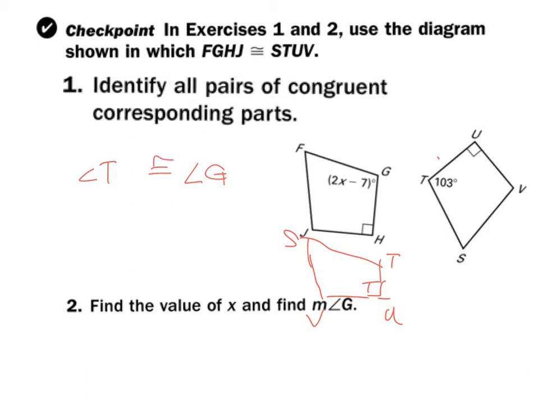And T is 103, the measure, and G is 2x minus 7 degrees, right? So if you can do the math, that should give me 110, so x should be 55 degrees. And if you just plug x into the original angle, you would find the angle G is 2 times 55 minus 7, which is 103 degrees. And that proves that we did our math correctly.